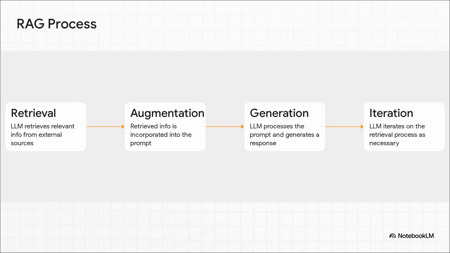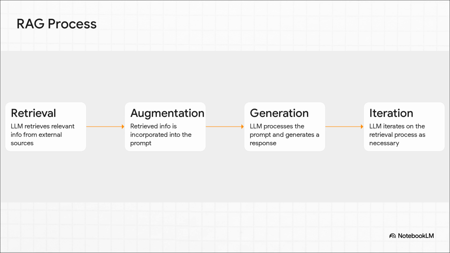Another incredibly powerful technique for curing this hallucination problem is RAG, which stands for Retrieval Augmented Generation. RAG fundamentally changes how the model actually answers questions. Let's walk through the flow. First, retrieval. The model goes out and searches external, verified sources, like your company's secure internal database, for relevant info. Second, augmentation. It takes that verified, factual info and injects it directly into the user's prompt.